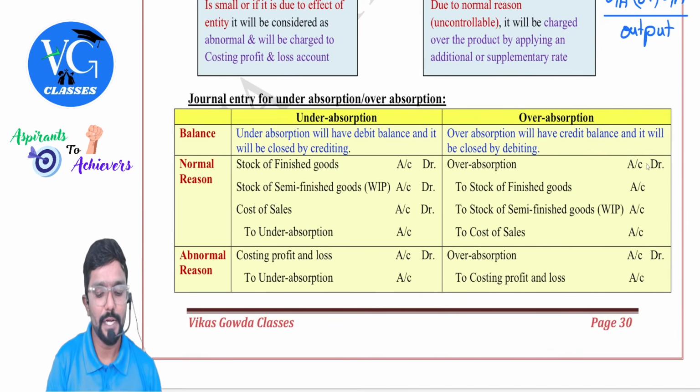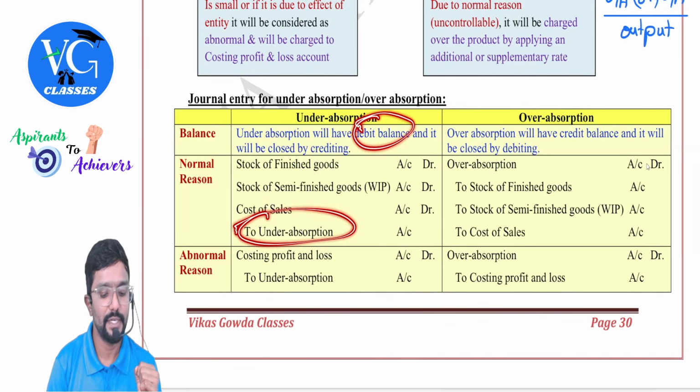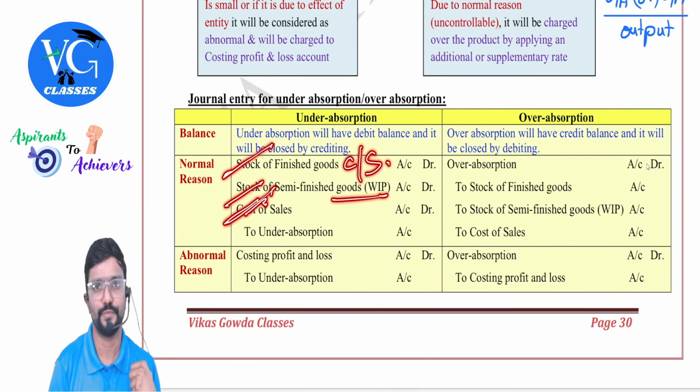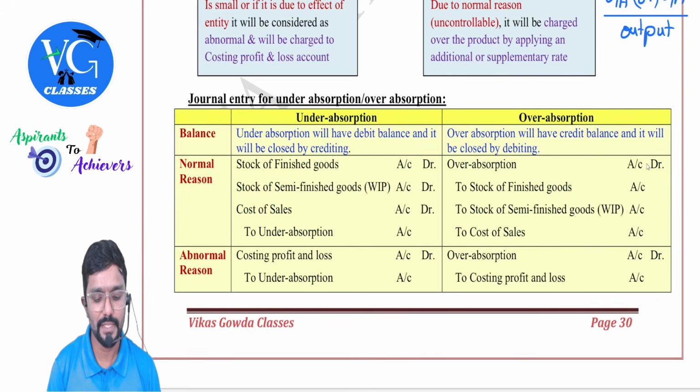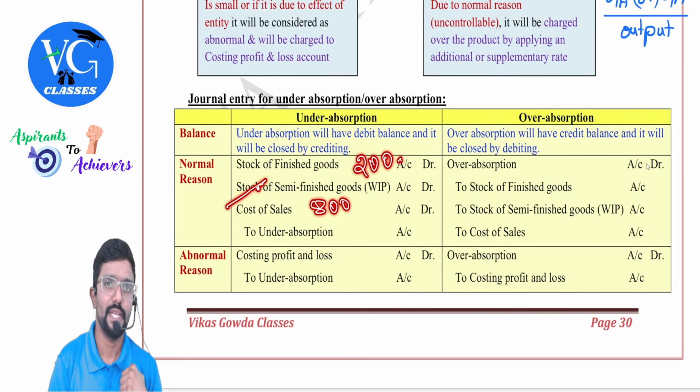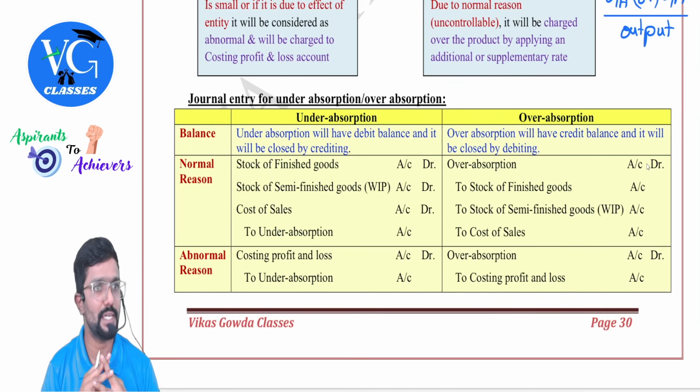Simple. If it is under absorption, it will have what balance, guys? Debit balance. How do I close it? By crediting it. Debit whom, sir? Stock of finished goods, that is the closing stock. And if there is any WIP, debit WIP account. For goods sold, debit cost of sales or cost of goods sold. Clear? In my example, this will be for 800 and this will be for 200. And WIP I have not taken. If there is WIP, you have to consider that also.